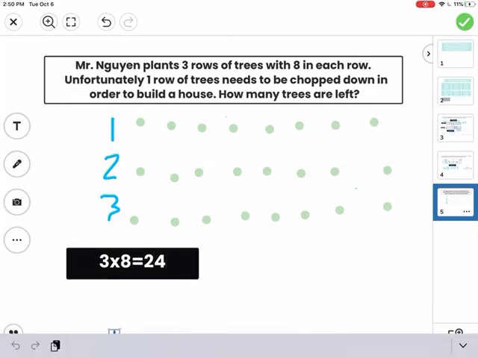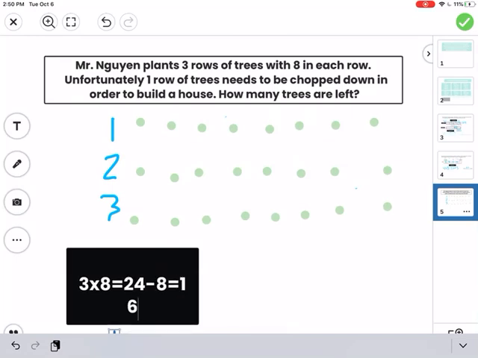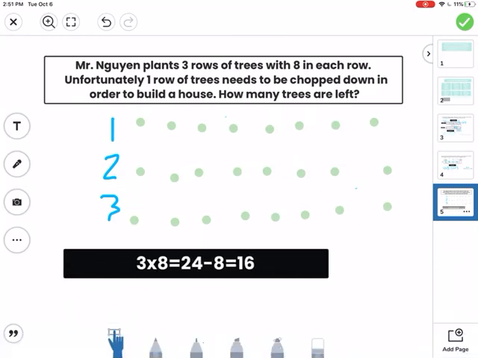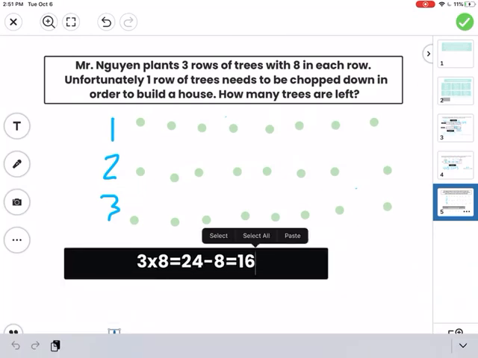And then it says 1 row of trees needs to be chopped down. So 1 row of trees is just 8 trees. So 24 minus 8. And then you have your answer of 16. There are 16 trees left.